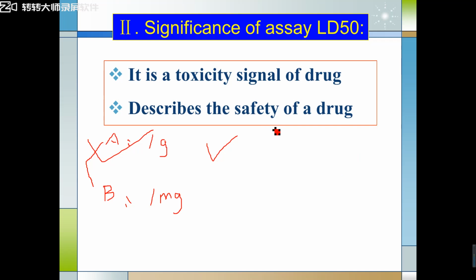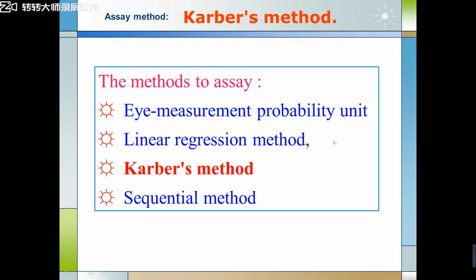So each drug is used in clinic. Before use in clinic, we should observe the LD50, because LD50 can describe the safety of a drug. And there are 4 methods we can use to calculate and test LD50.